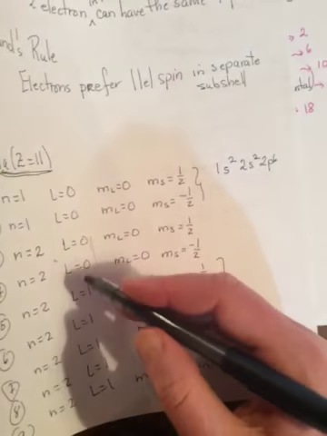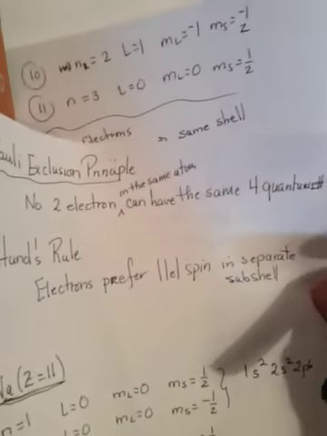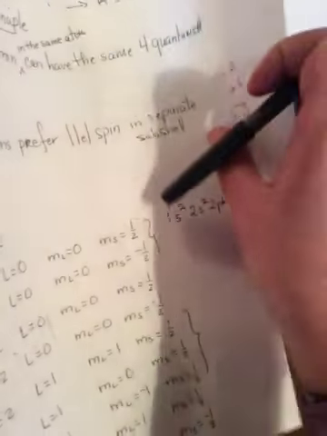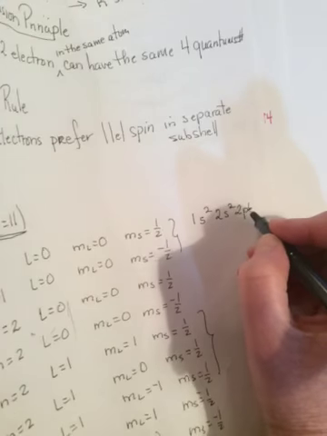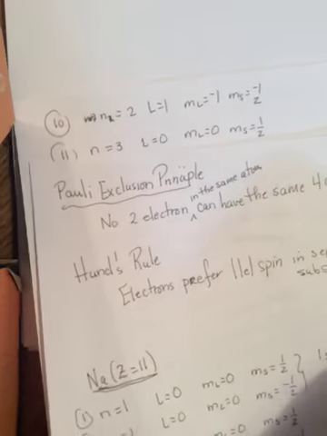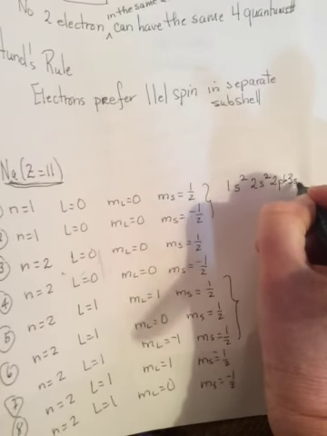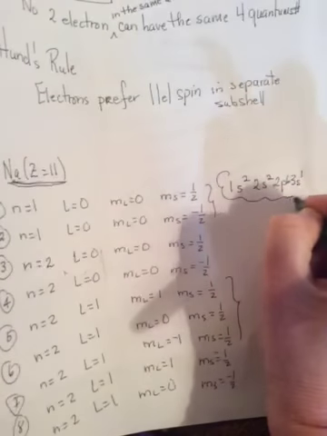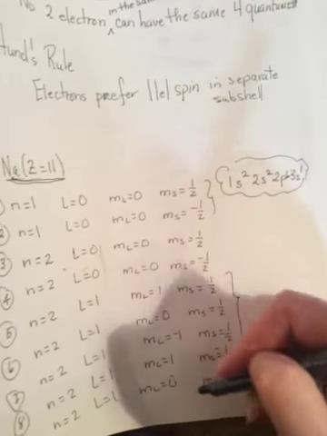When we get to n equals 2, L equals 1, there's 1, 2, 3, 4, 5, and then I went off the page. There's the 6th one. So it's n equals 2, L equals 1, so it's a p. And there's 6 of them, so 2p6. And then the last one went into the n equals 3, L equals 0, so that would be 3s1.